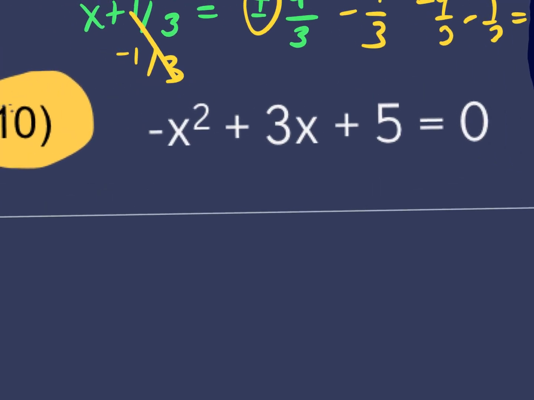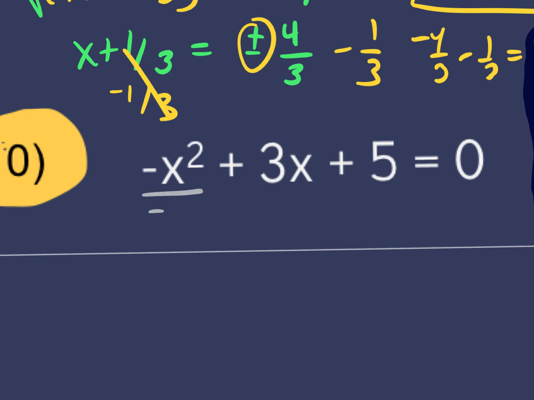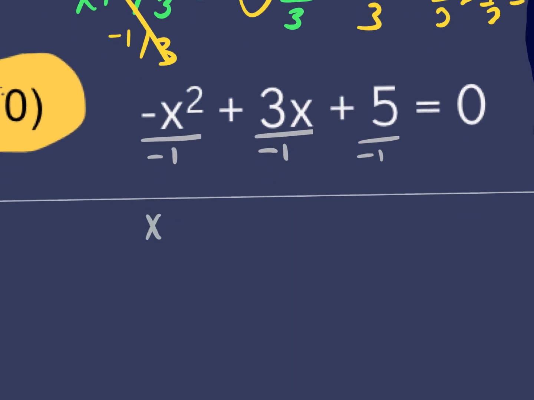All right, this one's a tad different. How? We do have to divide. What do we have to divide by? -1. We want this to be positive, so -1. In a sense, guys, what does this do? It just changes all the signs. Just because, excuse me, x squared minus 3x. This is a -5 now, correct? So when I move it over, it becomes what? Perfect.